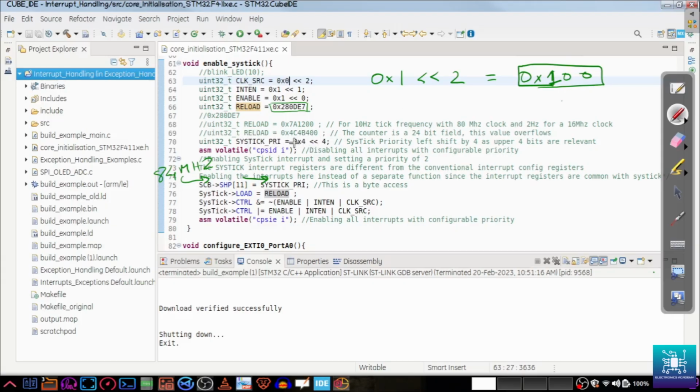Now the reason why we are shifting it by 4 is, as we discussed, the upper 4 bits are used for priority calculations. The lower 4 bits are not used. That is the reason when we set the priority, we have to move it up by 4 bits like this. Thus you see it here.